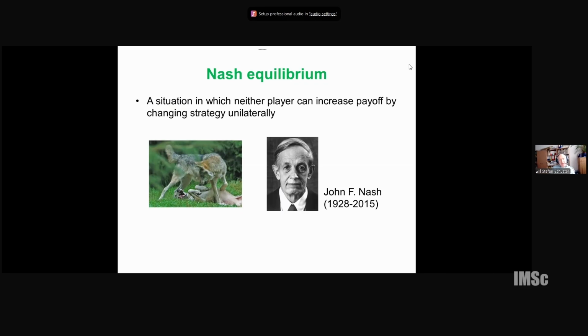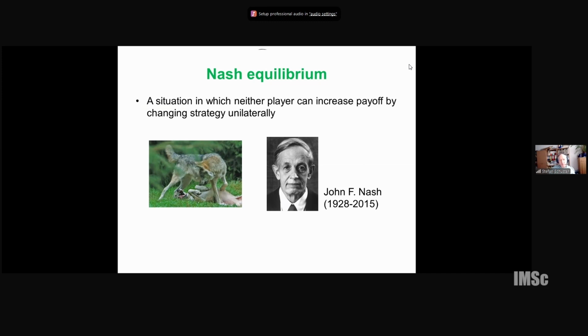Briefly, this is a situation in which neither player can increase payoff by changing strategy unilaterally. This is important, unilaterally. So they are not allowed to make an agreement, so to speak, but only change unilaterally while the other one stays constant.